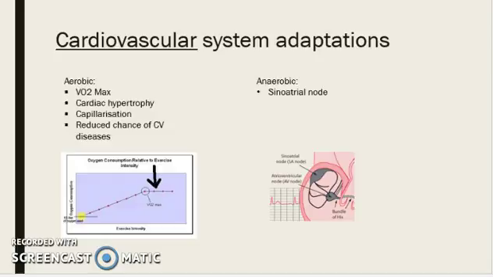Anaerobically, there isn't much to do with the CV system apart from the sinoatrial node, which can increase the parasympathetic activity of the heart, which lowers the resting heart rate, which can help recovery and removal of waste products.